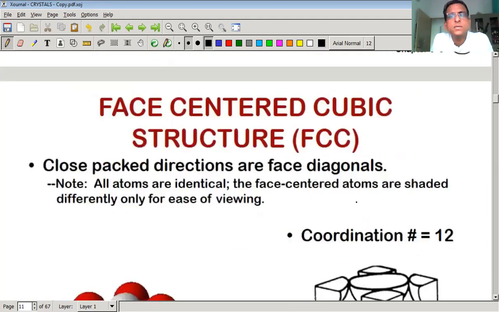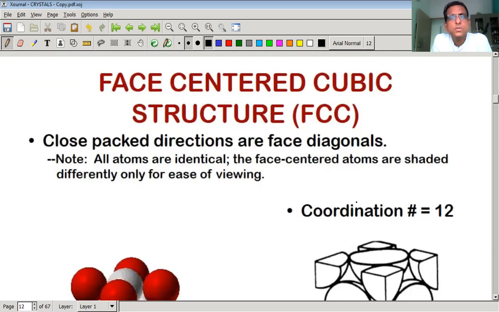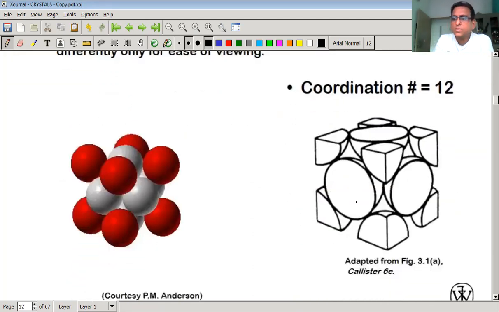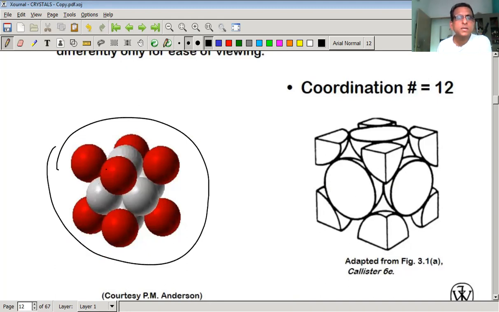So this is what is called FCC, face-centered cubic structure. So here you can see, this is actually the unit cell of the face-centered cubic structure. You can see how the cubic structure appears, or how the unit cell of the FCC structure is also a cubic one.